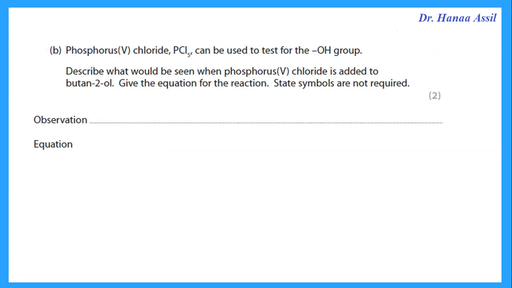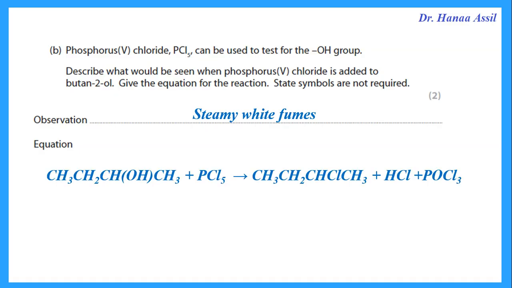Phosphorus pentachloride can be used to test for OH group. Describe what would be seen when phosphorus pentachloride is added to butan-2-ol. Again, when we add the phosphorus pentachloride to an alcohol, what we see is steamy white fumes. Again, remember that when we react an alcohol with the PCl5, the OH is replaced with Cl. The other products are HCl and POCl3.